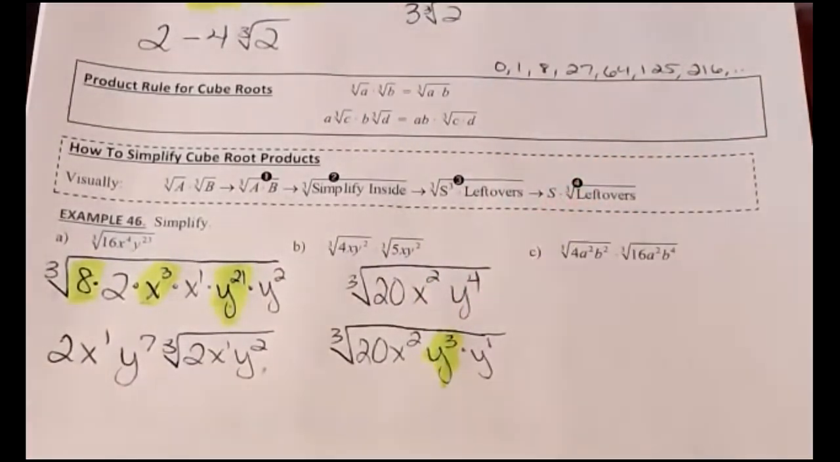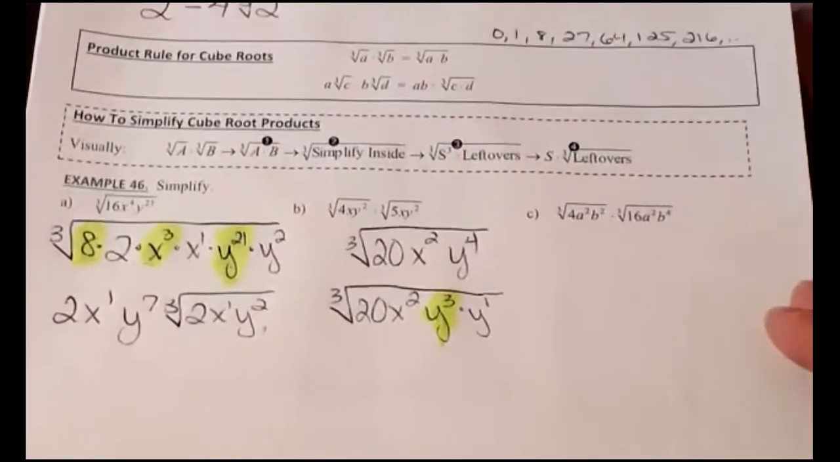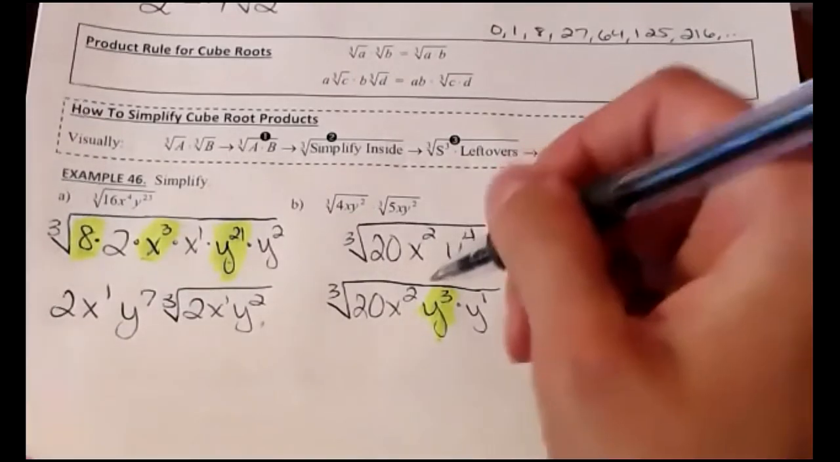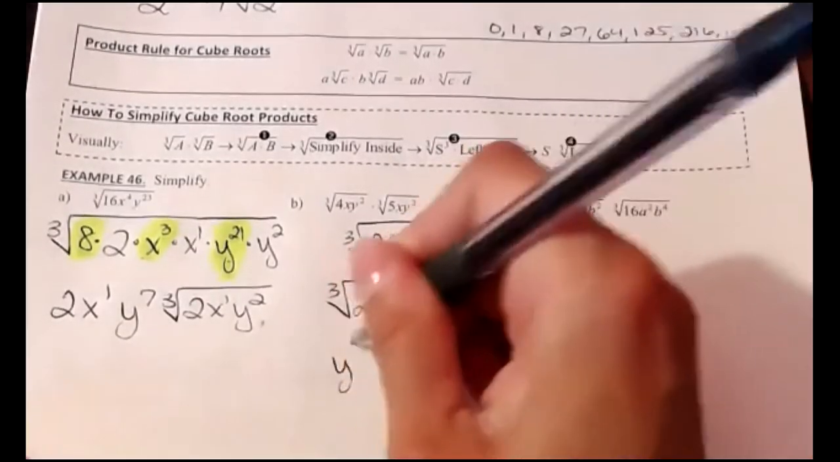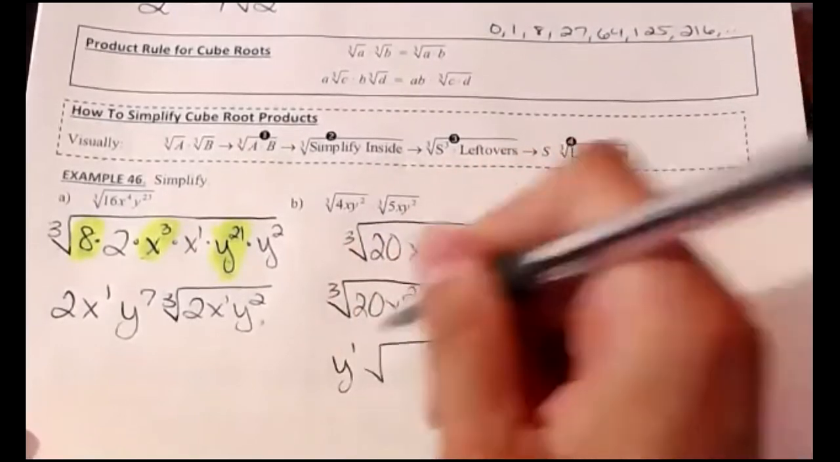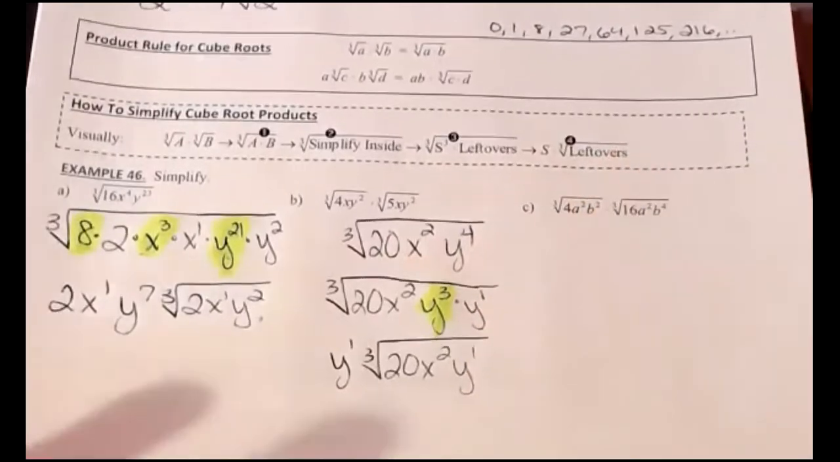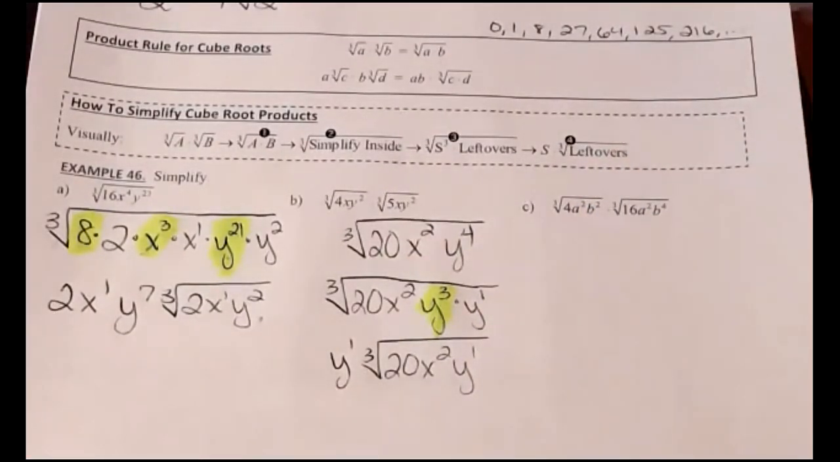There's our only perfect cube. That was literally the only one we had in the entire problem, which is okay. It doesn't have to be that you find one every single time. So cube root of y to the third is y to the first, and guess what? Everything else stays. So 20x squared y to the first, done. That's it. Everything else will stay because you cannot simplify anything else.